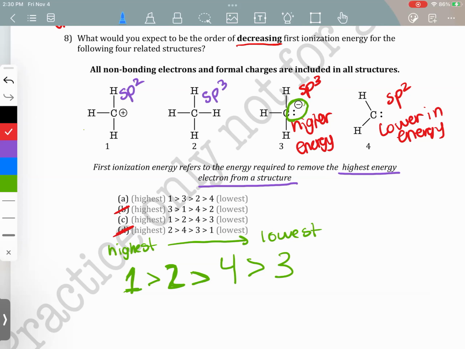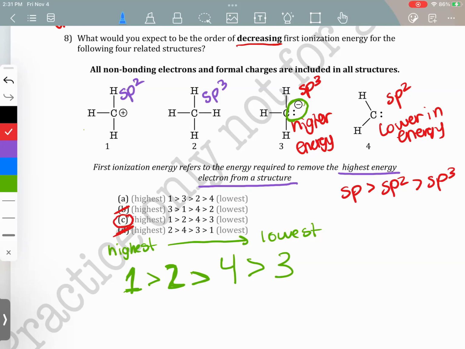Okay. And then, just to make sure, sp is more stable than sp2, and it's more stable. Right. sp is more stable than sp2. All right. So the answer choice that best matches is C.